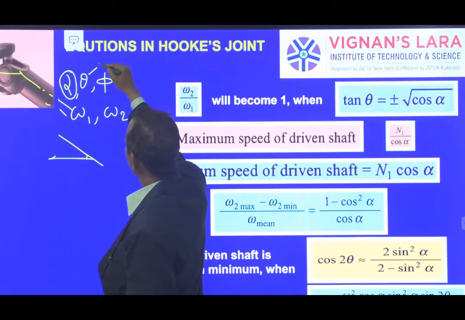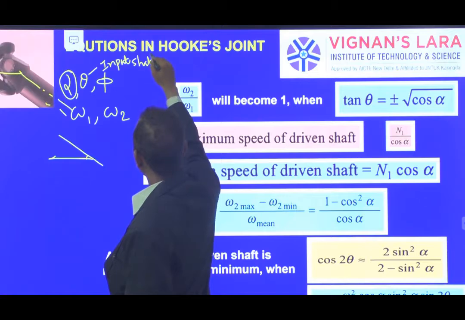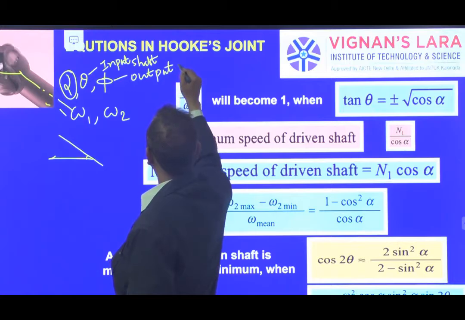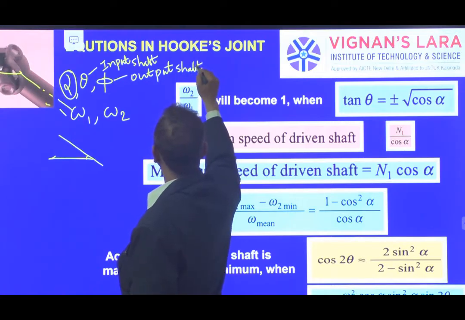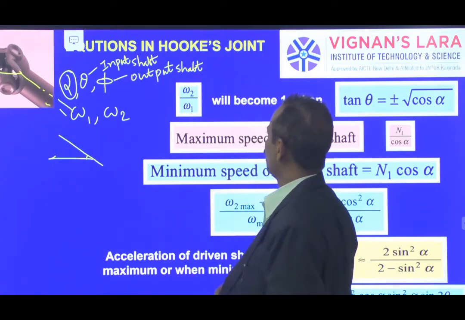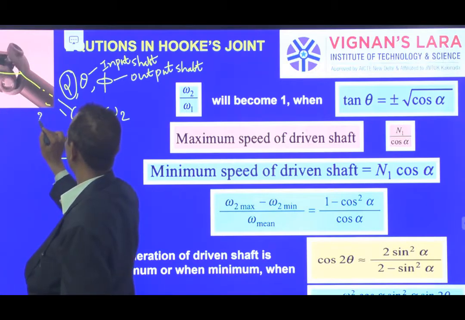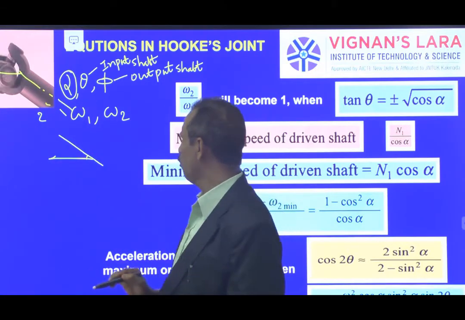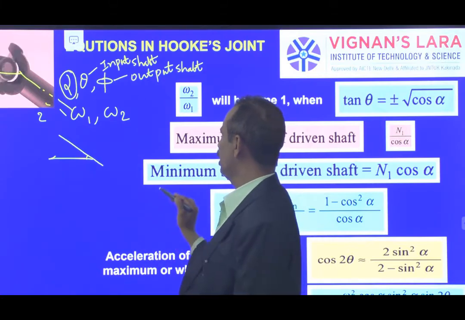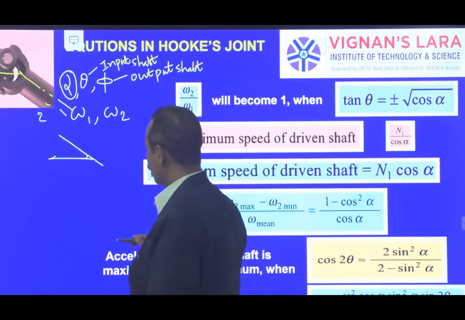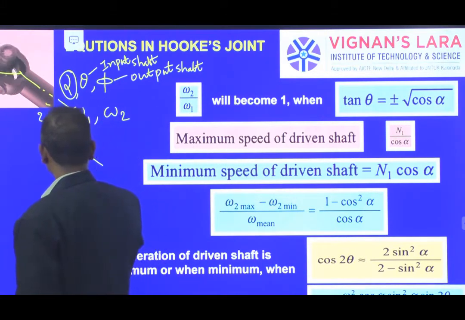So this is the rotating input shaft rotation angle, and this is the output shaft rotating angle. Then omega 1 and omega 2: this is input shaft 1 and this is output shaft 2. So omega 1 is the input shaft angular velocity, omega 2 is the output shaft angular velocity. Then we have drawn one diagram representing the variation of the speed.